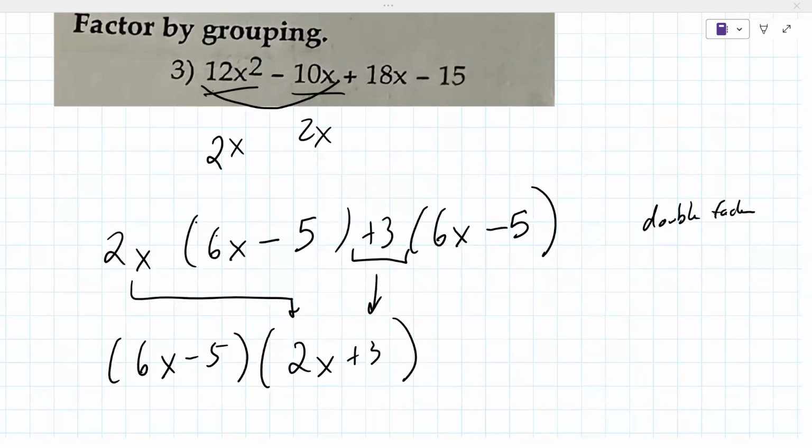Any questions on that? No. Let's do another one, more like that one.